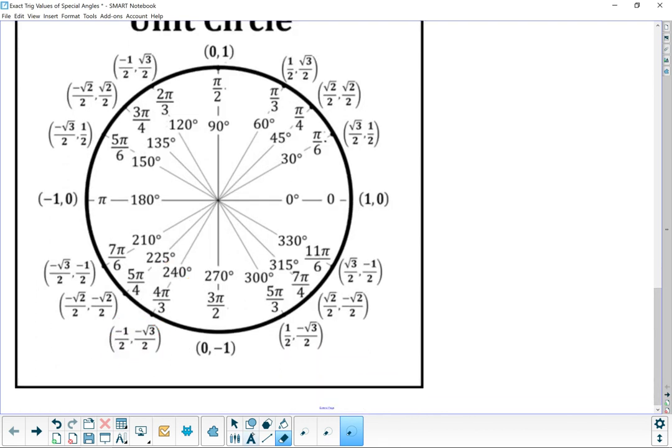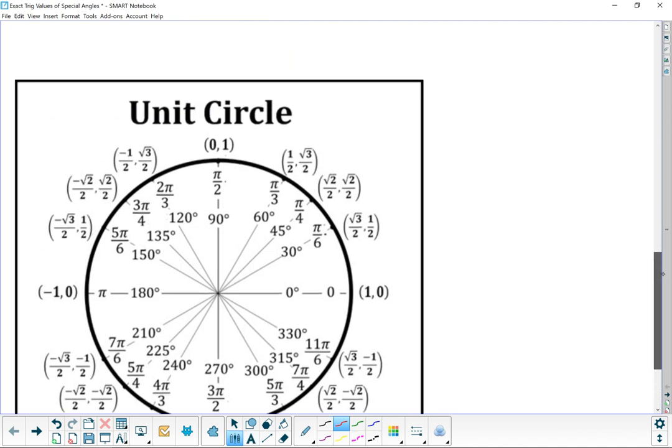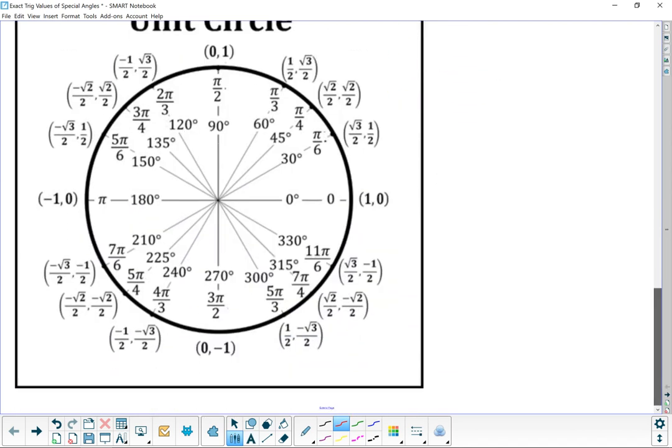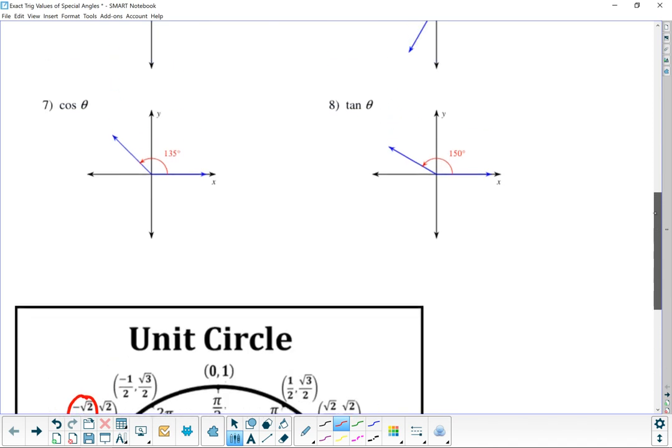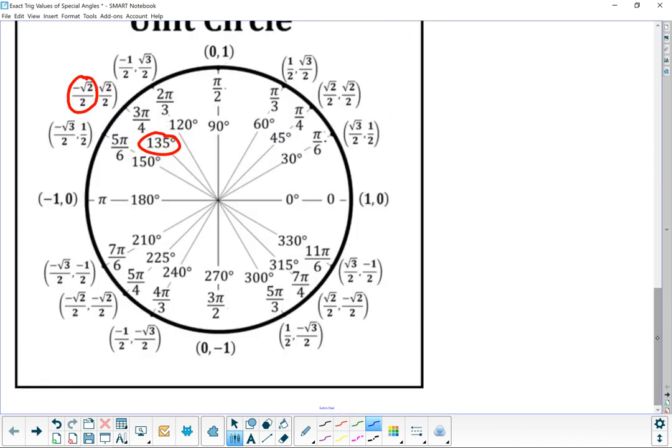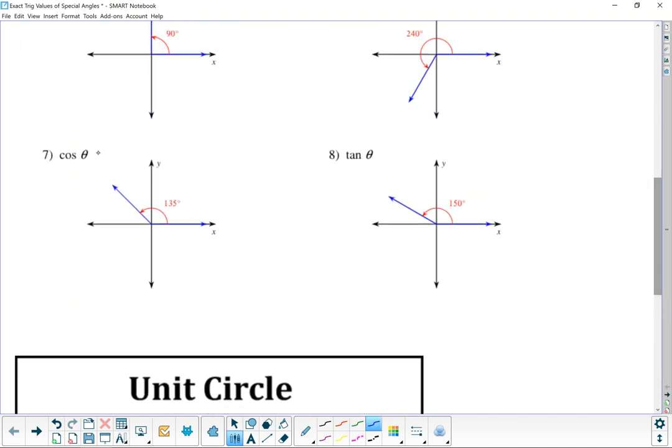All right, cosine of 135 degrees. So 135 is right here, and the cosine is going to be the x value. So you got negative radical 2 over 2. So that's equal to negative radical 2 over 2.